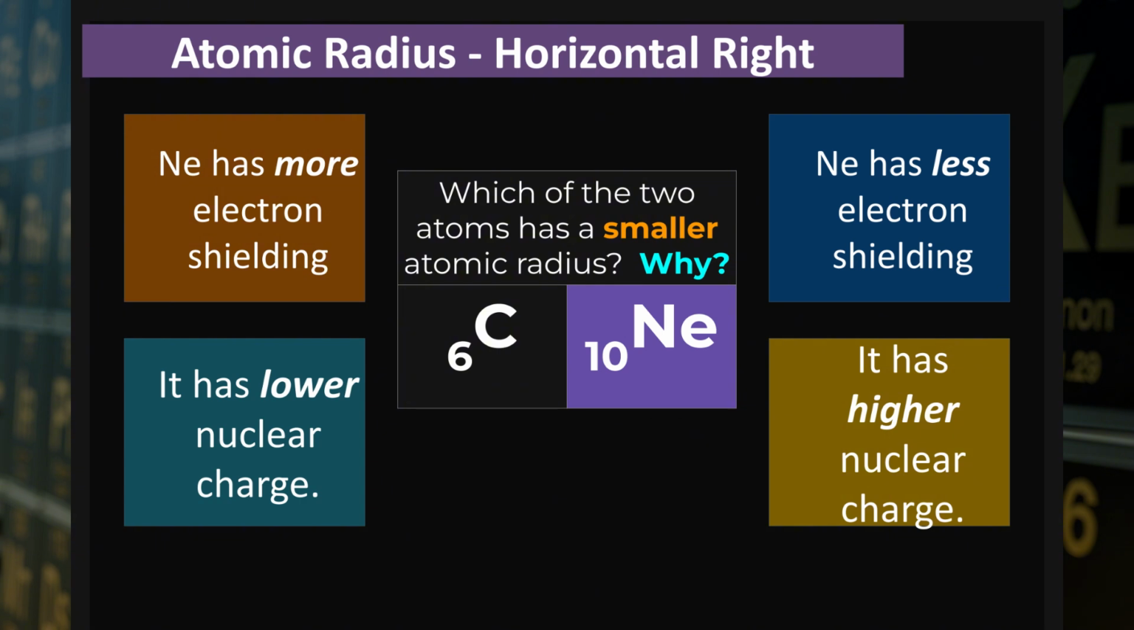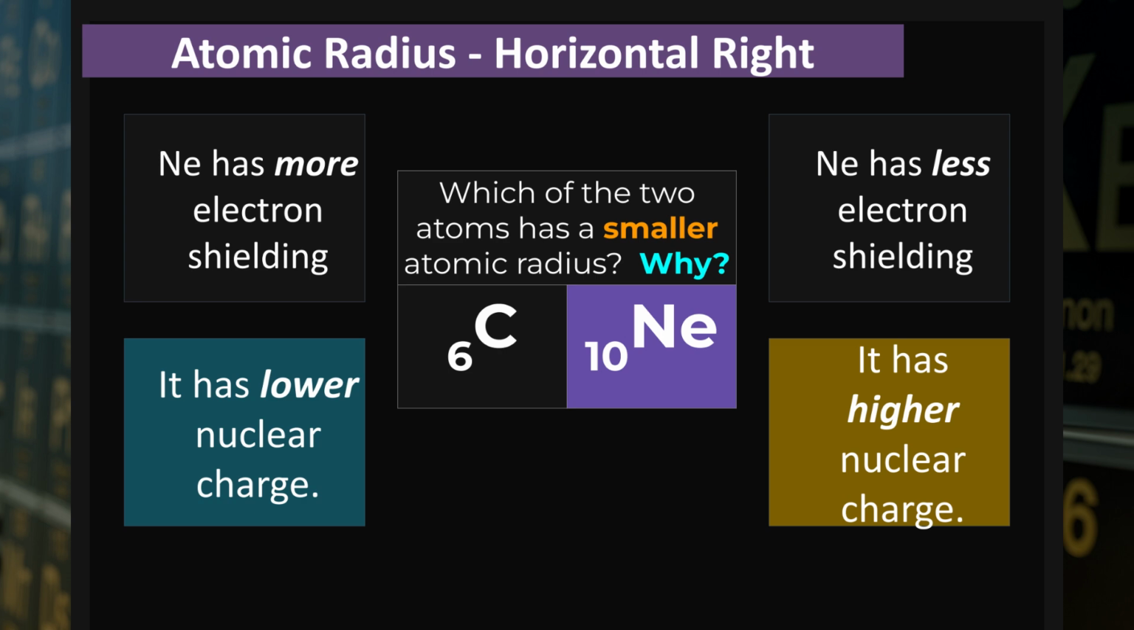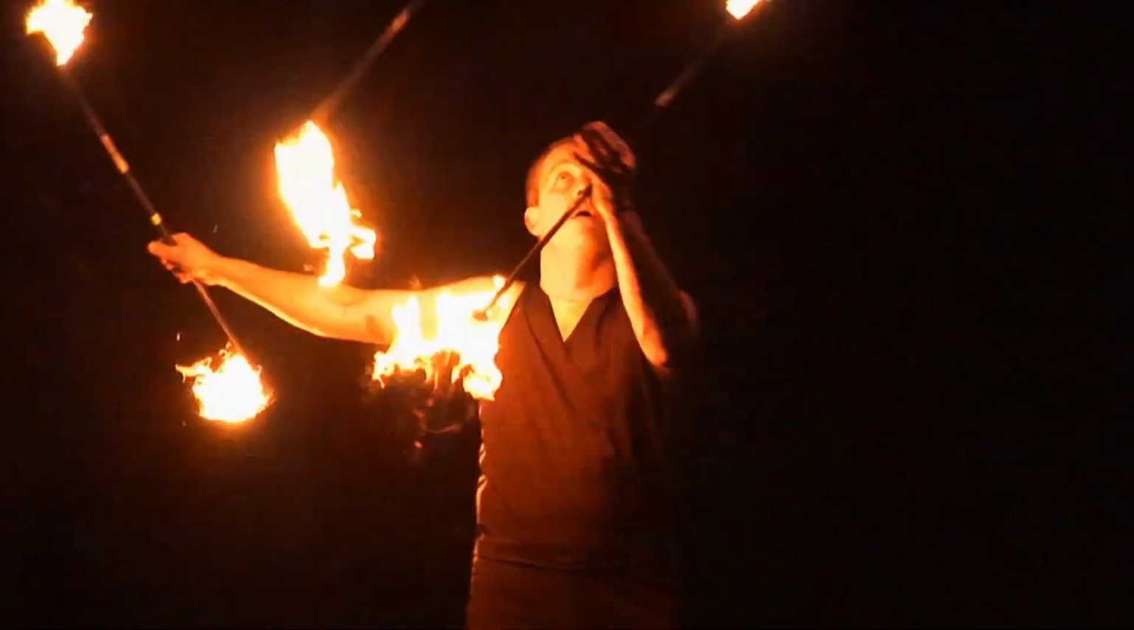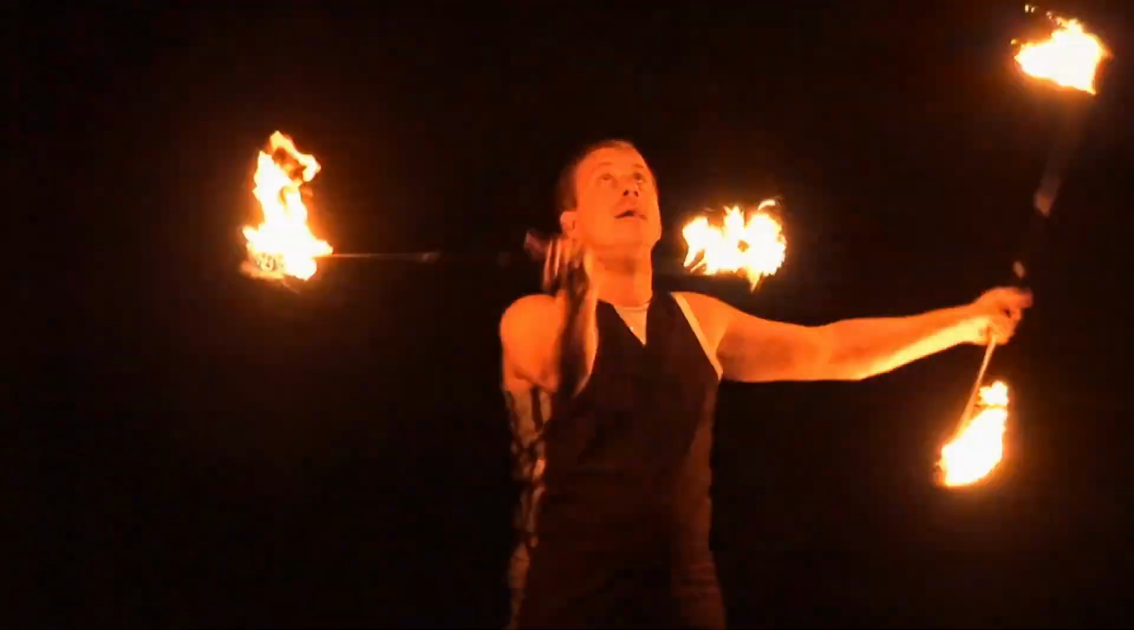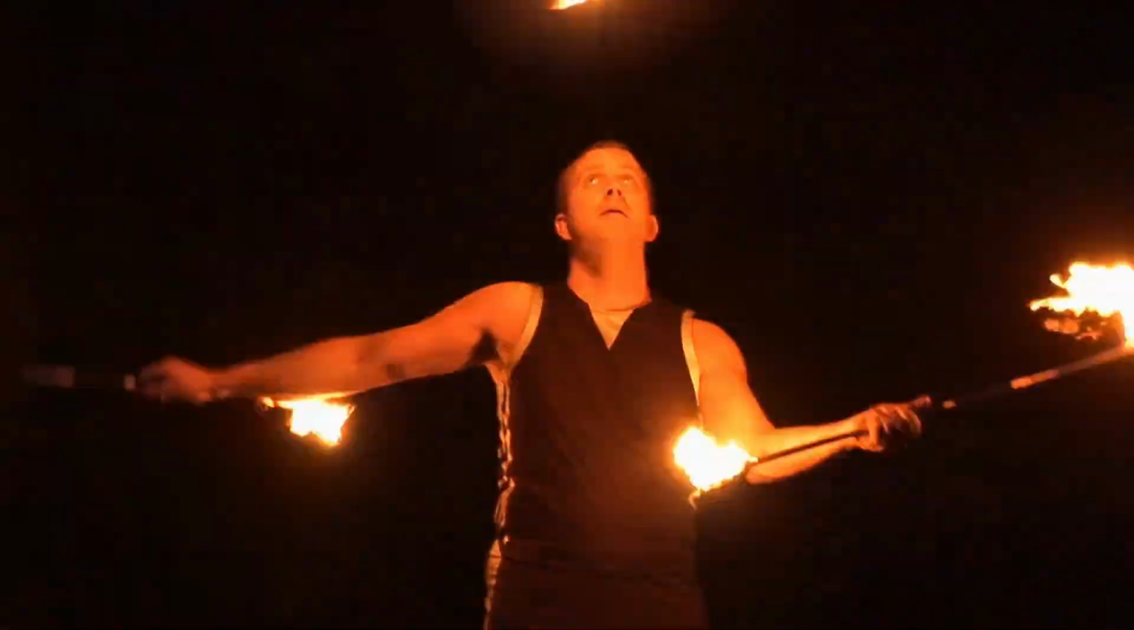Again, we're talking about the atomic radius trend as we make a horizontal right on the periodic table. So we cannot talk about the electrons and their shielding or their energy levels. It doesn't make any sense. These two atoms are on the same period, so they have the same number of energy levels. Therefore, the reason why neon must be smaller is because it has a higher nuclear charge, it has more protons, and it can hold on to its electrons much more tightly than carbon ever will be able to do.